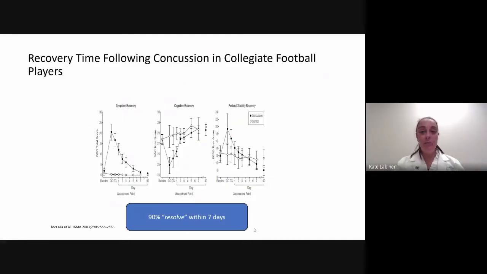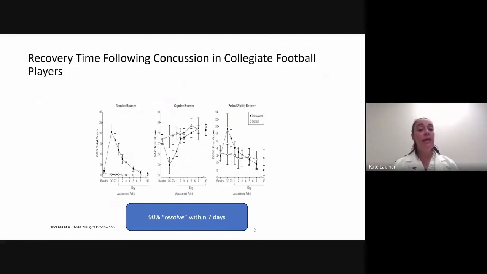Recovery time following concussion has been studied immensely. When they looked at collegiate football players, what we saw was that 90% are going to be symptom-free and have cognitive recovery within 7 days after their injury. Now, I usually say when I talk to patients, I give them a month, because most people are in that 7 to 14 day range. But if you're longer than that, it doesn't necessarily mean that things are worse.